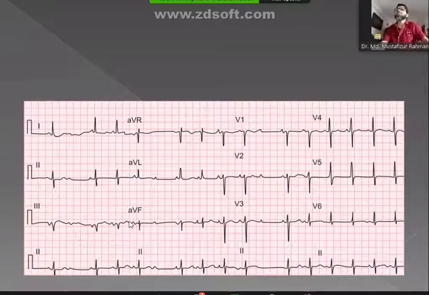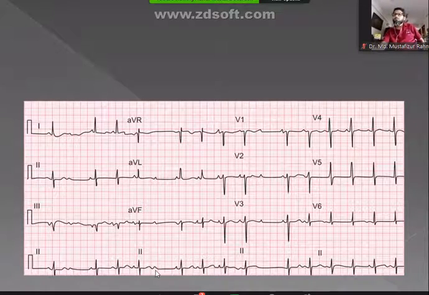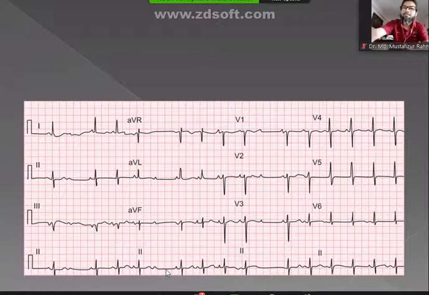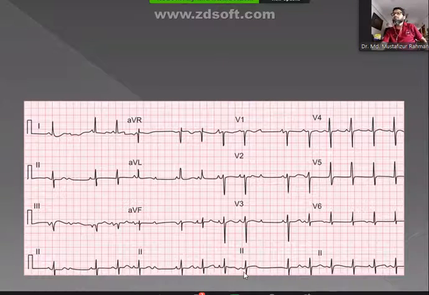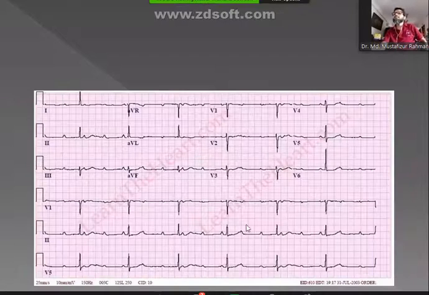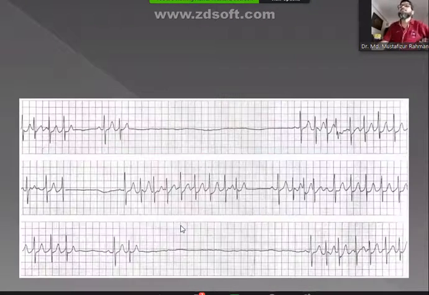The previous ECG, where one P wave is non-conducted, and the PR interval is almost regular. So this is the type 2 second degree heart block. Okay, and this is the complete heart block.